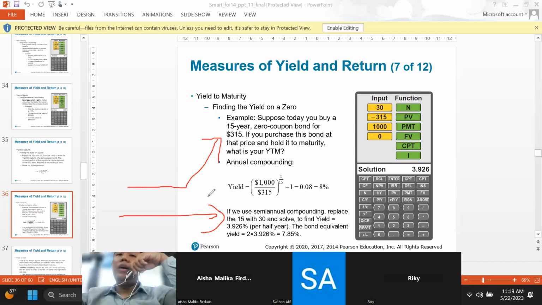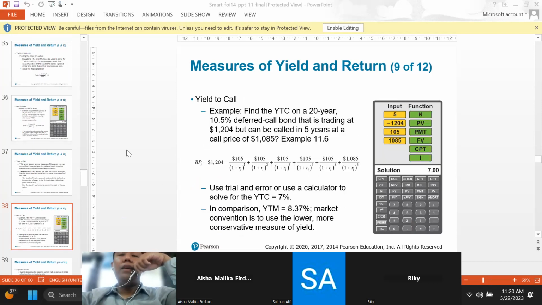But of course, this is a zero coupon bond, right? So we don't have a coupon payment here. We're just assuming that the coupons are paid annually and semi-annually based on the average of bonds that are available in the market. So this is just an assumption.